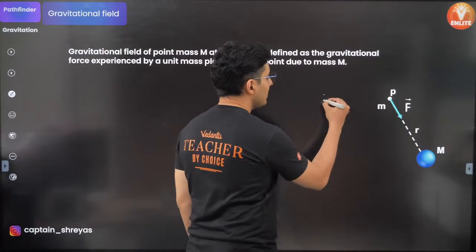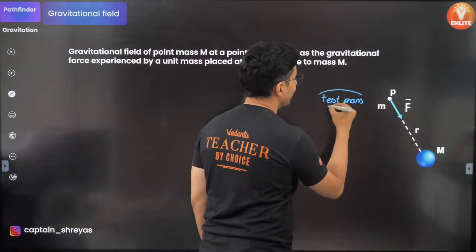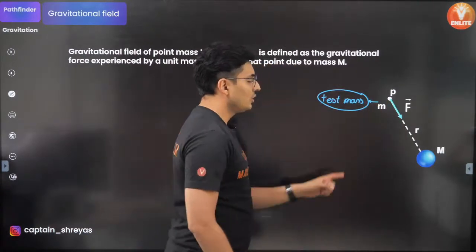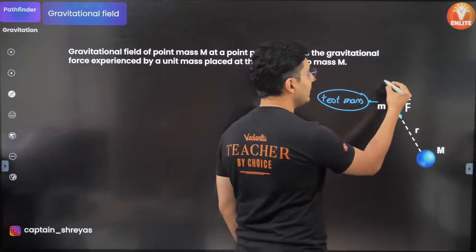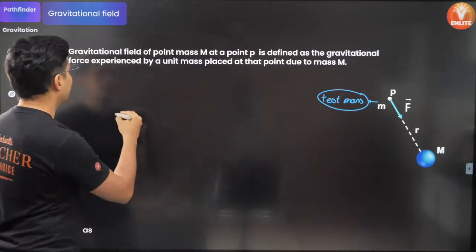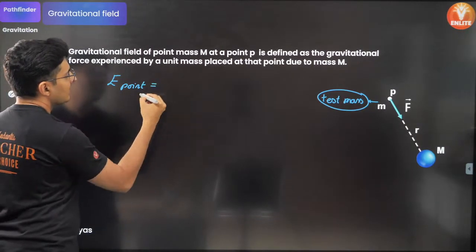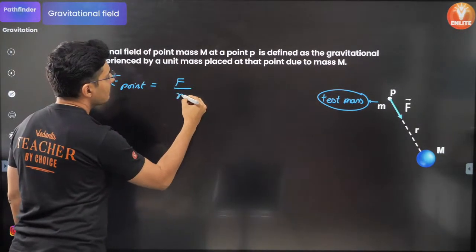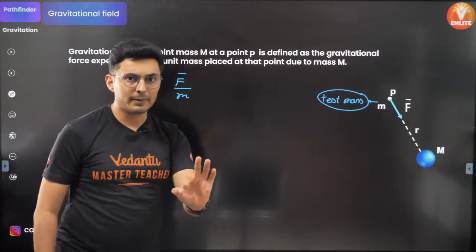This small m is basically your test mass. You are testing the field at this point. So you are finding the field at this particular point. So the field at that point is nothing but the force acting per unit mass. It's a vector quantity, so you will put the bar.